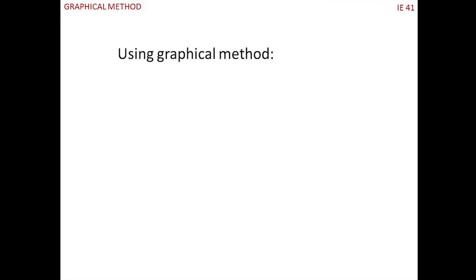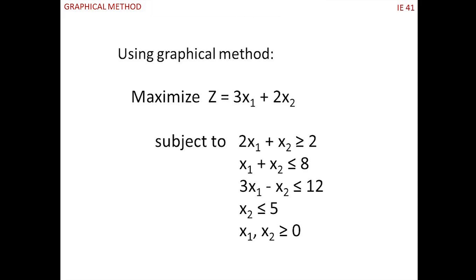Let us consider the following problem to see how the graphical method can be used in solving an LP. Maximize z equals 3x₁ plus 2x₂, subject to 2x₁ plus x₂ is greater than or equal to 2. x₁ plus x₂ is less than or equal to 8. 3x₁ minus x₂ is less than or equal to 12. x₂ is less than or equal to 5. And x₁ and x₂ are both greater than or equal to 0.